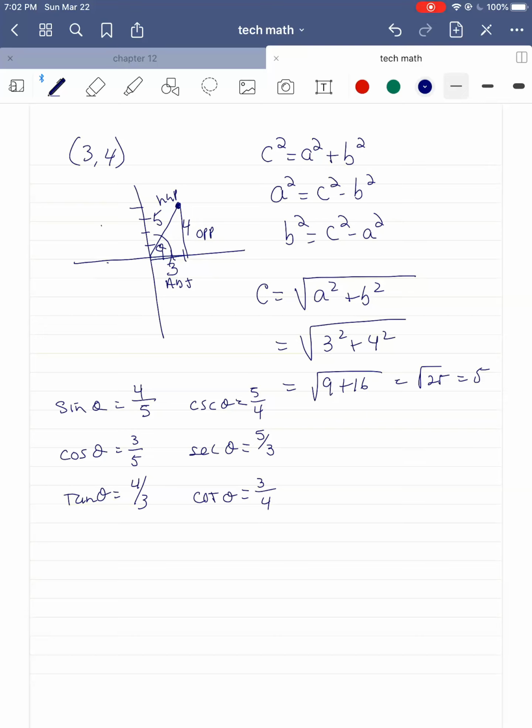Quadrant 2 will have a negative x and a positive y. Let's give that one a try. Actually, let's just use the same numbers, only make them negative. That way we can just run through it quickly. So if my ordered pair is minus 3, 4, that's going to put me over here in quadrant 2. So minus 3, 4. There's my angle, or triangle right here. There's theta. This is my adjacent side. This is my opposite side. This is my hypotenuse.